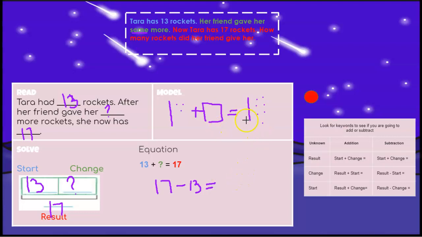So here we're going to take away 13 to figure out how many more she got. So we got 10, 11, 12, 13. So now we are left with 1, 2, 3, 4. So that means that she got 4 more. So the answer for the change is 4. She got 4 more rockets from her friend.